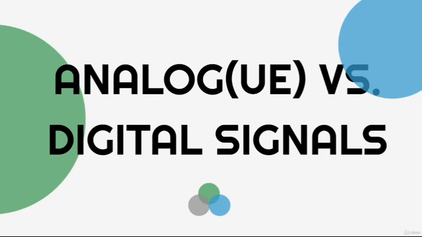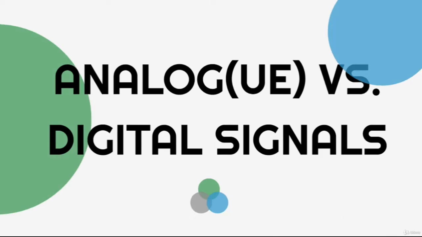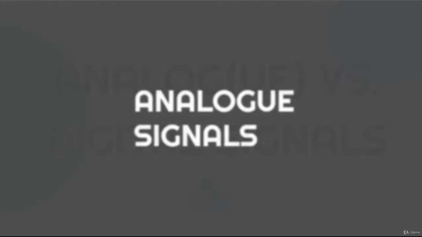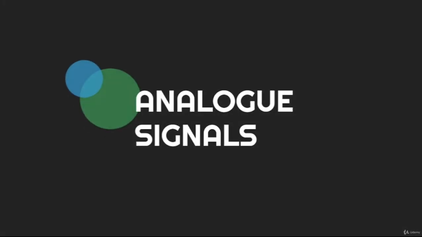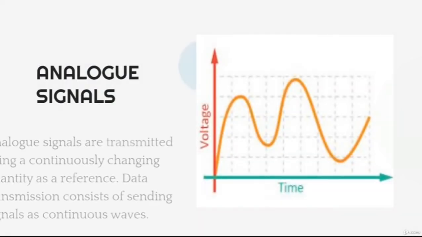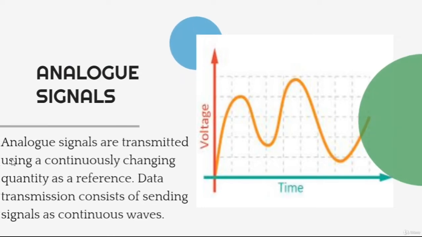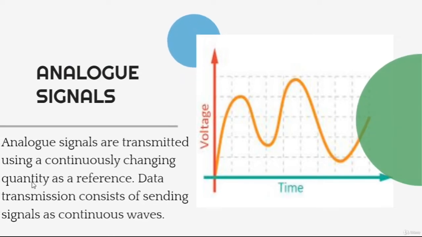Hi, in this lecture I'm going to talk about the analog and the digital signals. First thing, the analog signals. So the analog signals are transmitted using a continuously changing quantity as a reference.